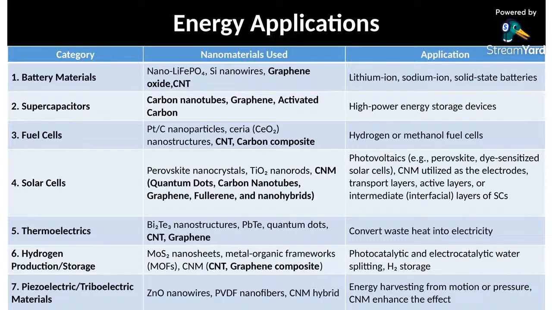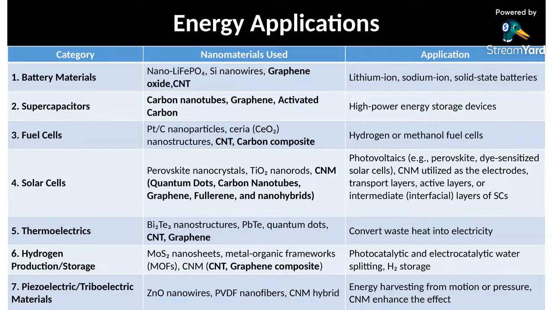Then solar cells. Perovskite nanocrystals and TiO2 nanorods are commercial solar cell materials. Now, carbon quantum dots, carbon nanotubes, graphene, fullerene, and nanohybrids are all used in solar cells and perform better, not worse. In photovoltaics, carbon nanomaterials are used as an electrode, transport layer, active layer, or intermediary layer of solar cells.